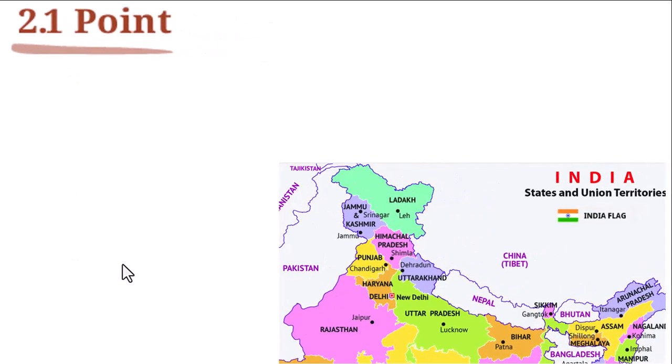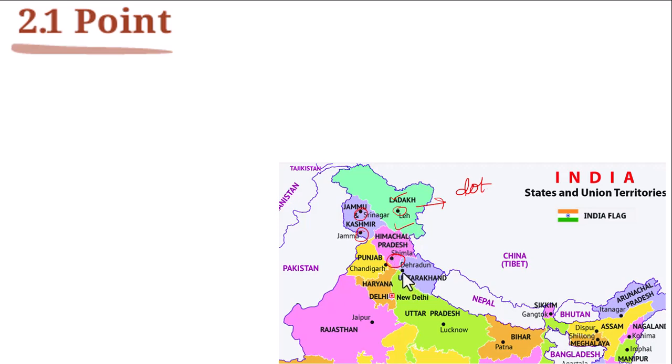So what is a point? Let us see that. Can you see a picture here? Yes, what is the picture? It is the India map with the states and their capitals. With states and capitals, in between, what is there? Can you see here? Yes, this is called a dot. What does this dot represent? Here it is the state name and its capital.